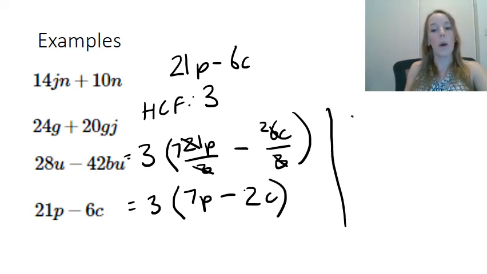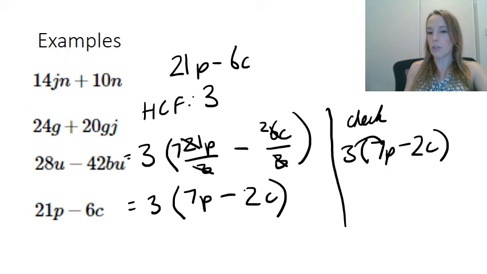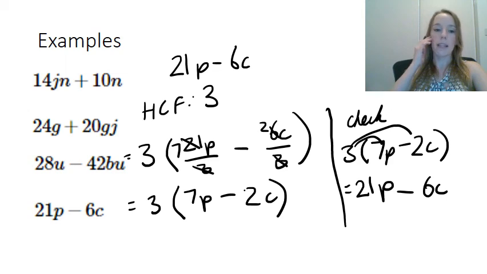And always check, so make sure that answer is correct. So 7p take 2c. We're going to use the claw to apply our term out the front to everything inside the brackets. So 3 times 7 is 21 with our p. 2 times 3 is 6 with our c. So 21p, 6c, that's what we had. Excellent. So we know that that's correct.